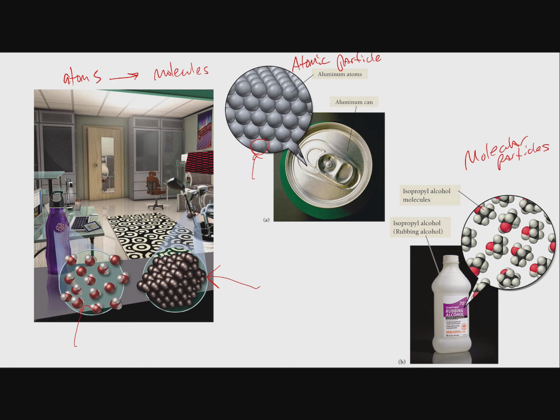Molecular particles. Now, all matter is ultimately composed of atoms, but in substances such as rubbing alcohol, several atoms are bonded together in a well-defined structure. So, atoms give rise to molecules, and we have matter of both types. We have atomic matter, we have molecular matter.